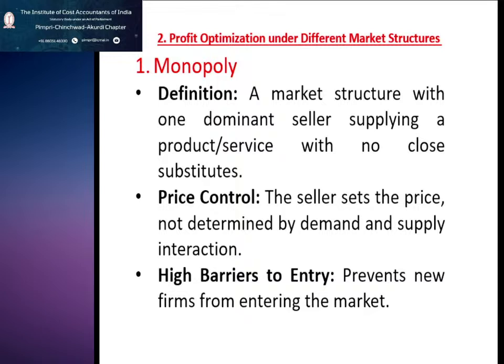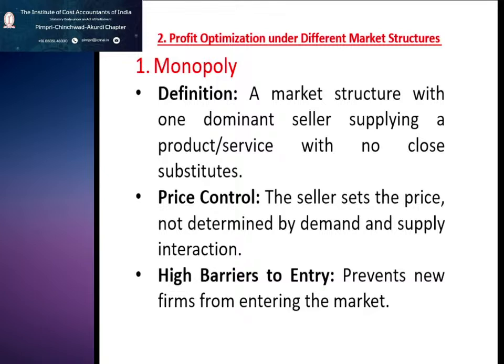Typically, monopoly, as we commonly know, can be defined as a market structure where one dominant seller is supplying a product or service with no close substitutes around in and around that seller. So dominant seller. So price is entirely controlled by such seller. So such seller sets the price and is not determined by the demand and supply interaction.